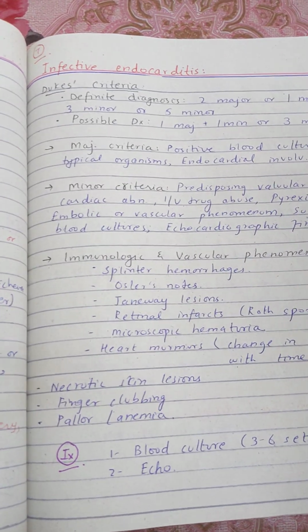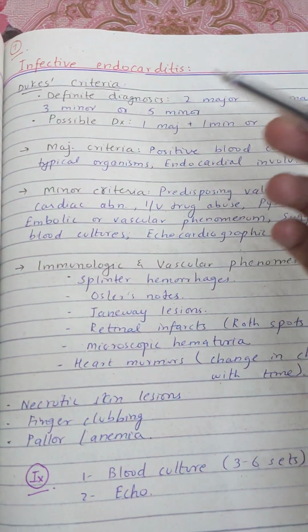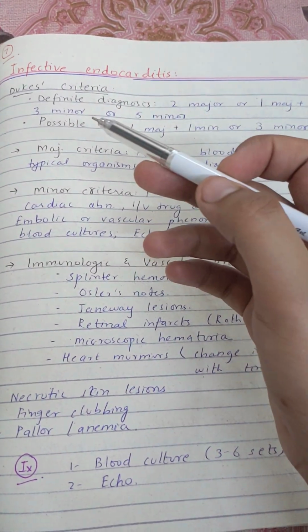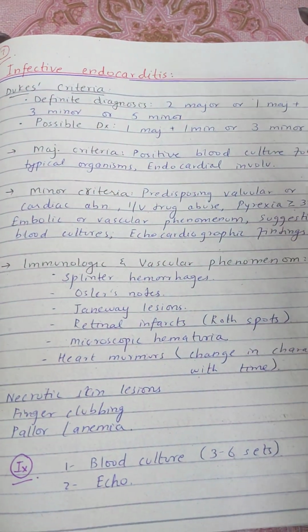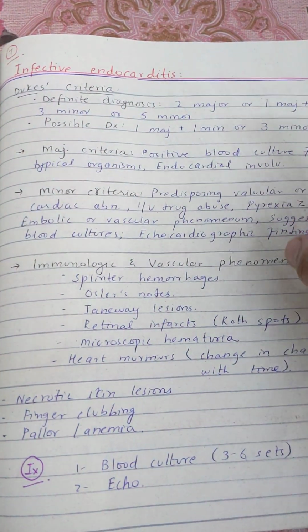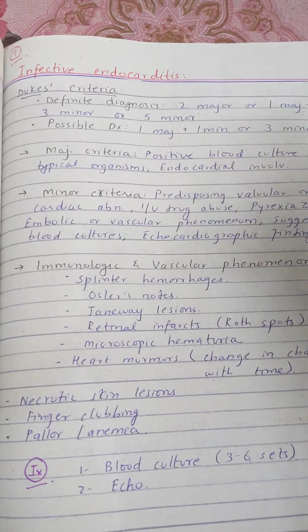Duke's criteria. Now, in order to diagnose infective endocarditis as having a definitive diagnosis, we should meet at least two major or one major and three minor criteria or five minor criteria. So two major, or one major and three minor, or five minor criteria. Then the disease will be labeled as having a definite diagnosis.